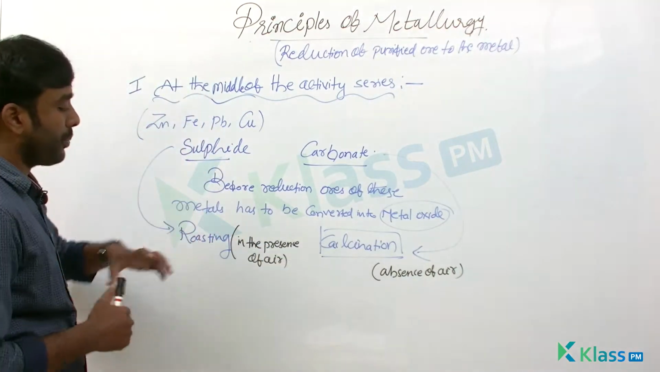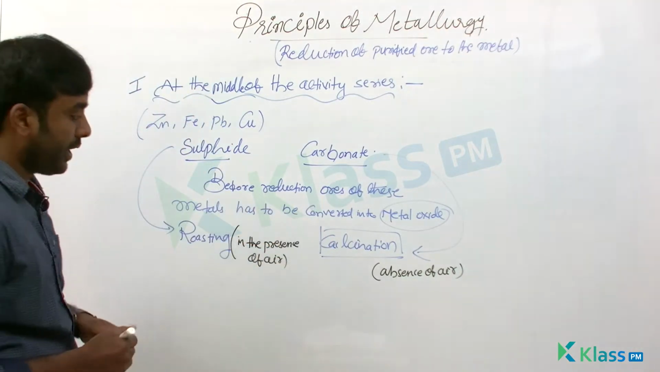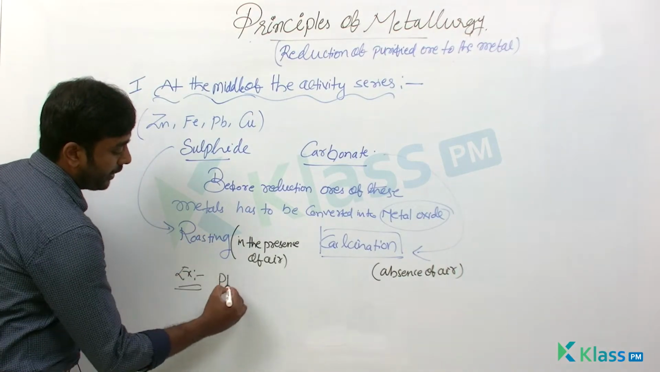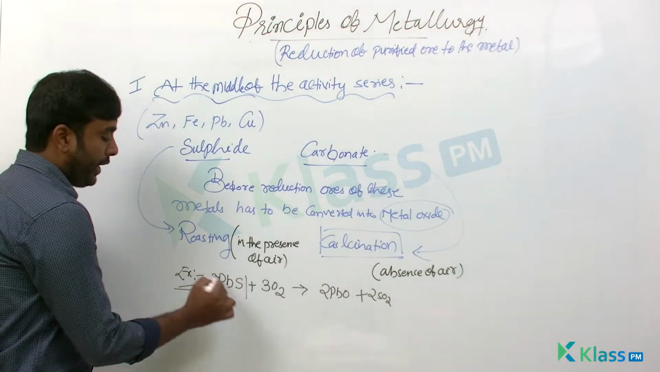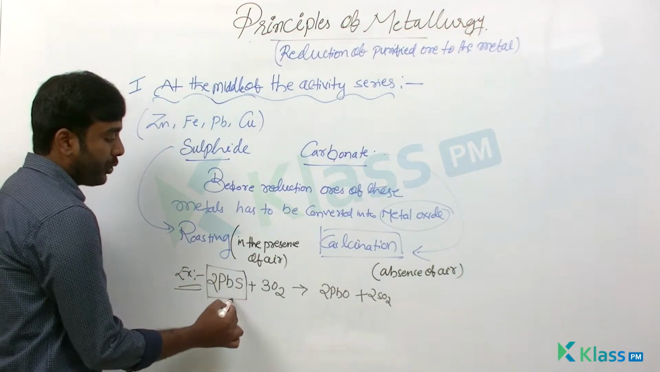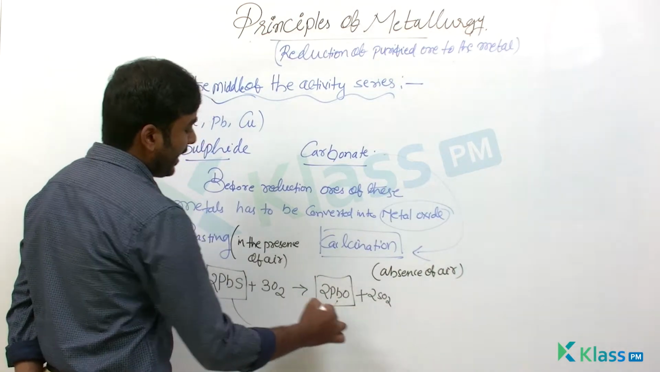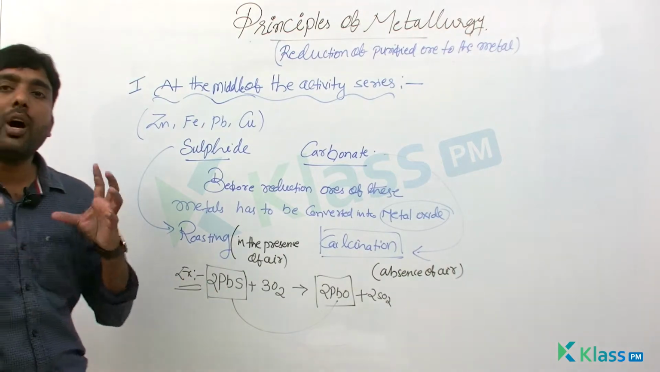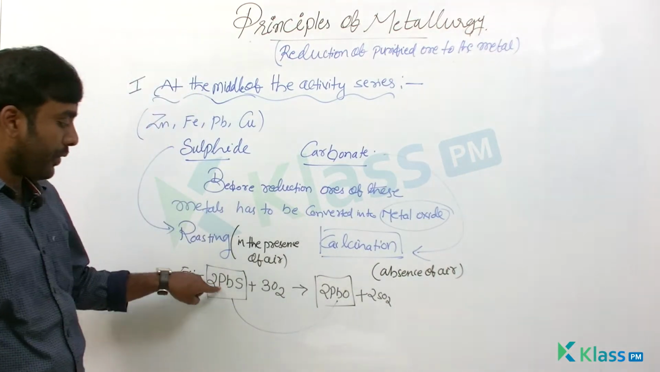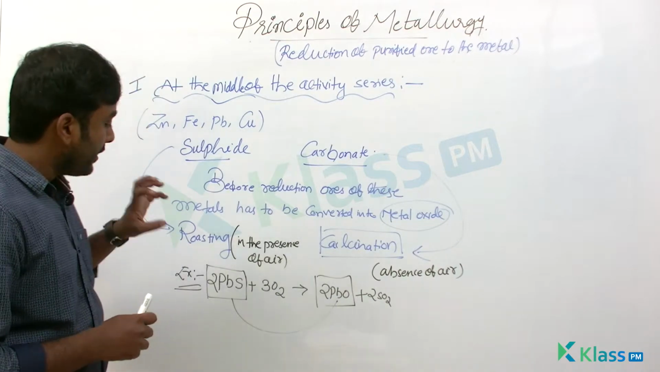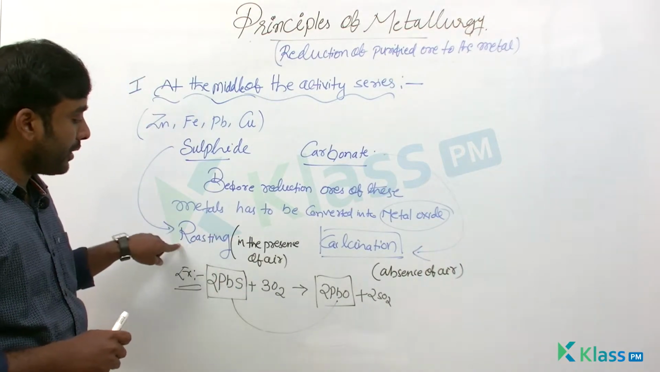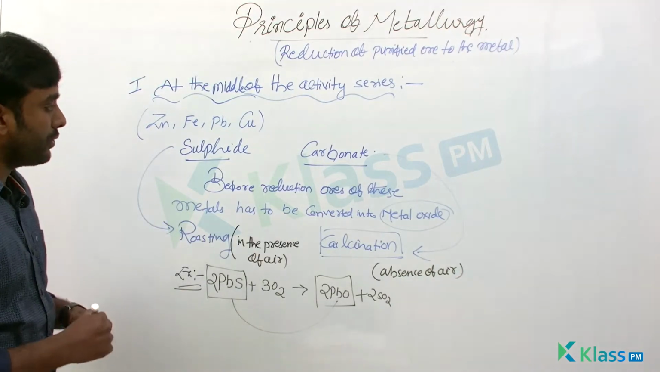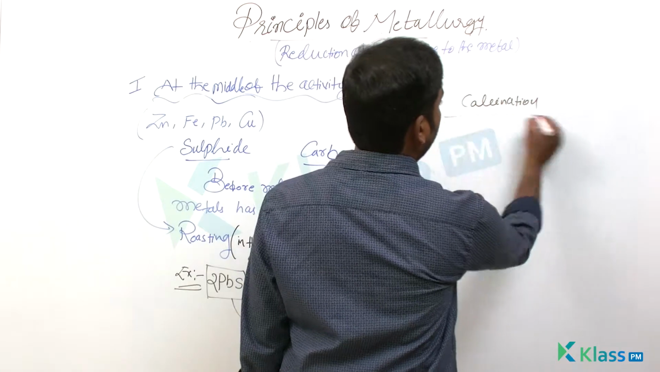Why is roasting done in the presence of air? For example, let's take lead sulfide. Here we convert the sulfide ore, galena, into its metal oxide, that is lead oxide. How is this process done? Because sulfide ores do not have oxygen in them, we have to carry out this process in the presence of oxygen. That is the roasting method.